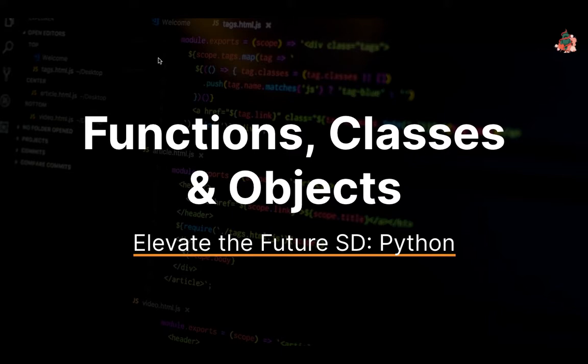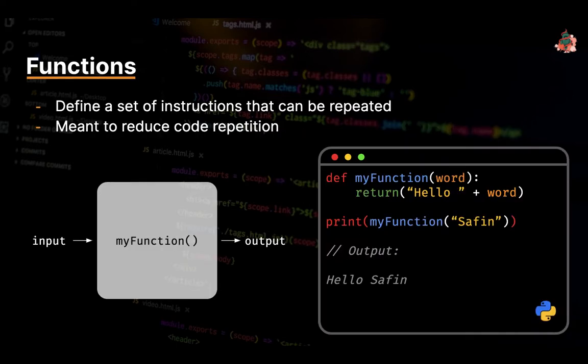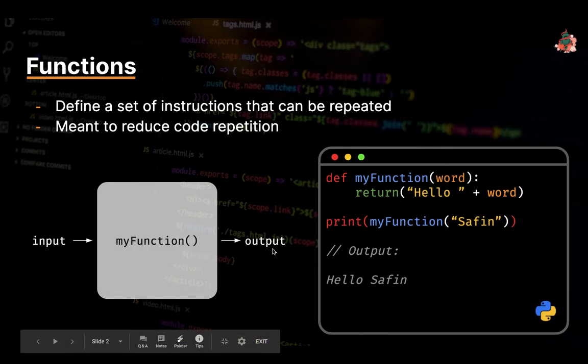Hey guys, welcome to the third class in our series of Python, and today we're going to be talking about functions, classes, and objects. So a function is a definition of a set of instructions that can be repeated, and it's meant to reduce code repetition. So you put an input into the function, and then it outputs another value.